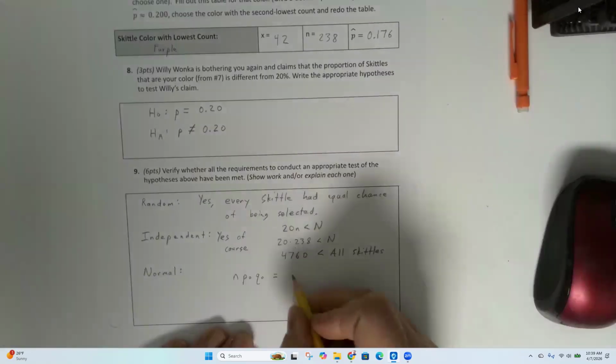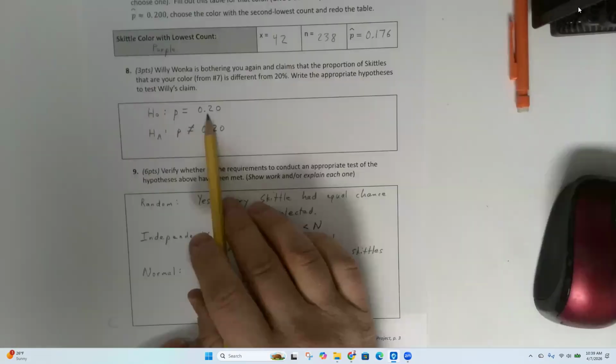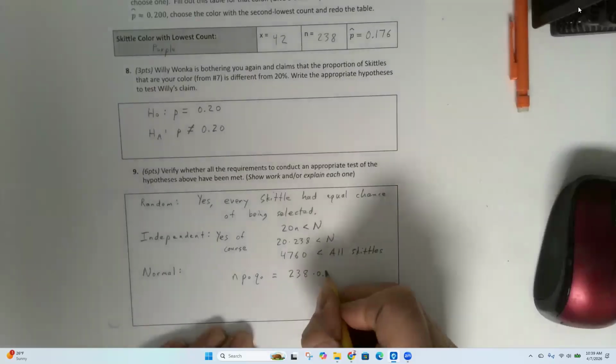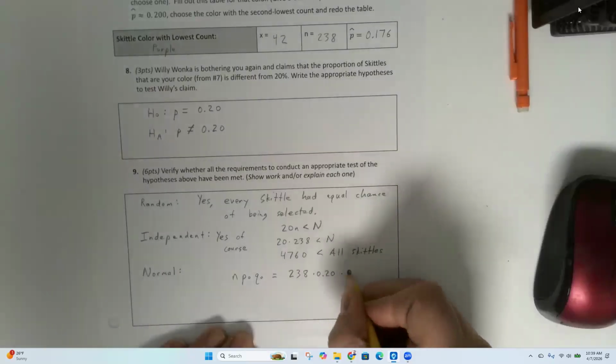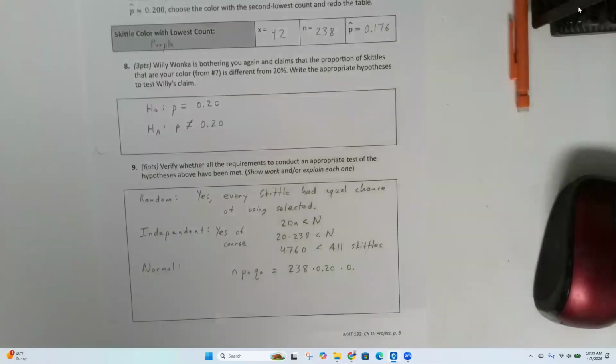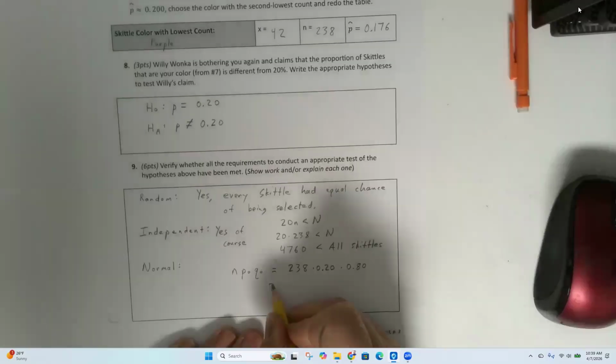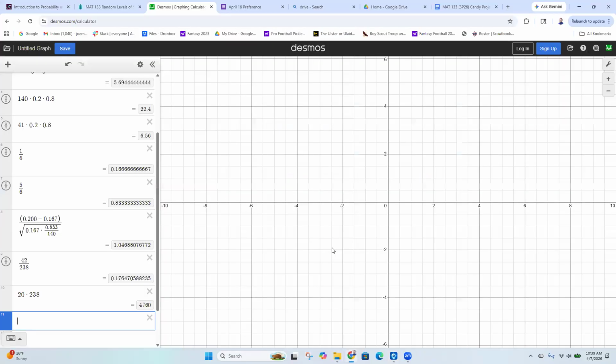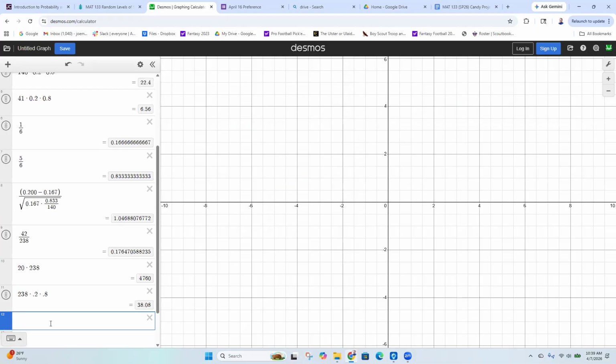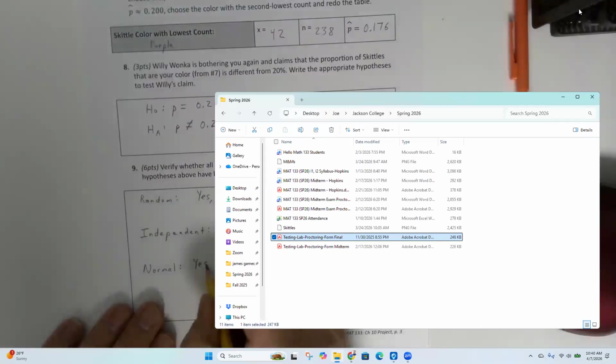So anyway, 238 is my N. Your P0 is 20%. What's Q0 then? 80%. Yep, you got it. And we'll put that in the calculator. 238 times 0.2 times 0.8. And I got 38. And that is bigger than 10. So mine is a yes.